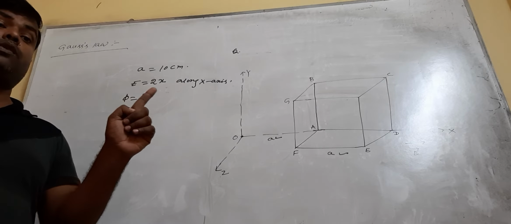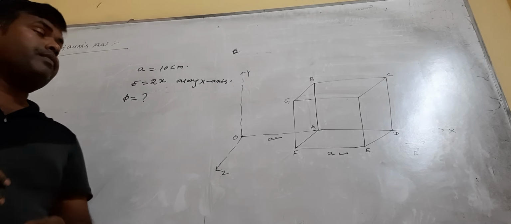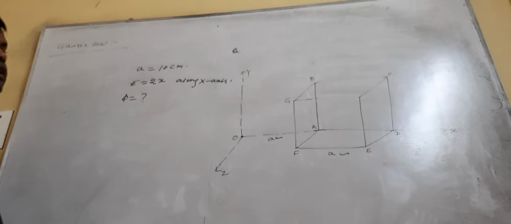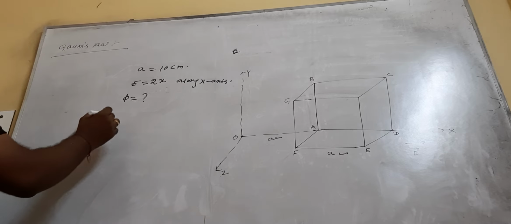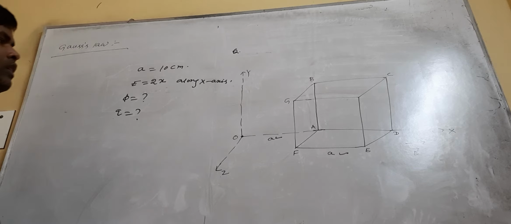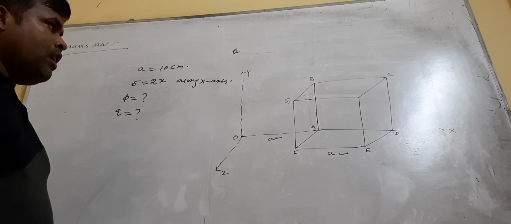Very important question, you remember. So this type of question this year has come. What is the electric flux linking with the whole cube, and what is the charge enclosed within the cube? So let us start. So electric field direction is along x-axis.